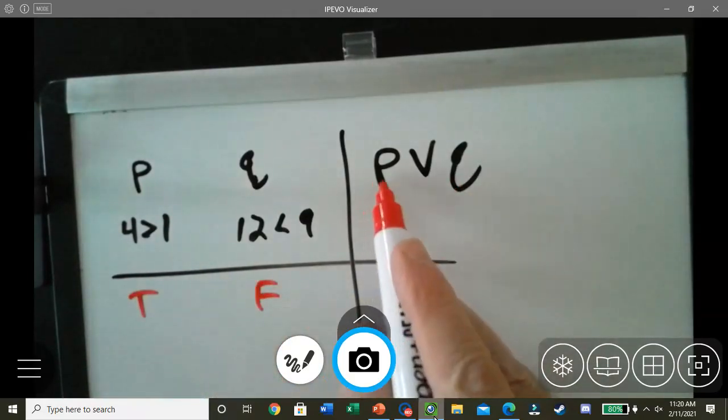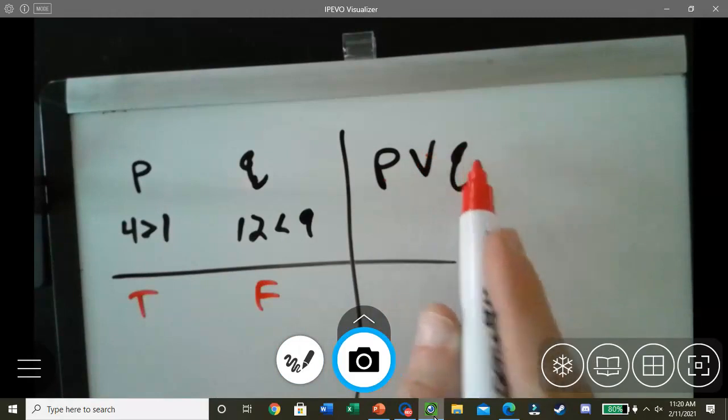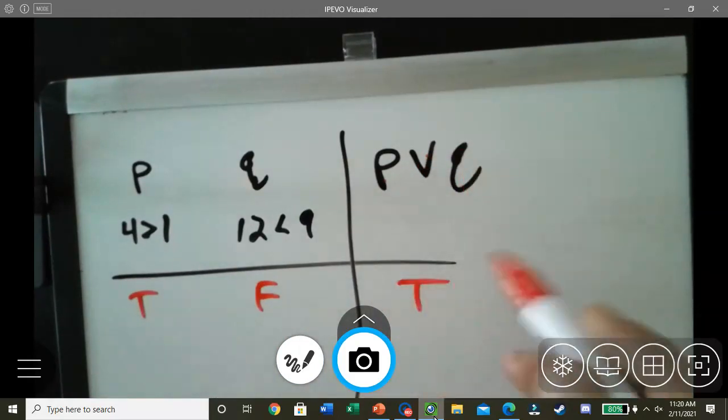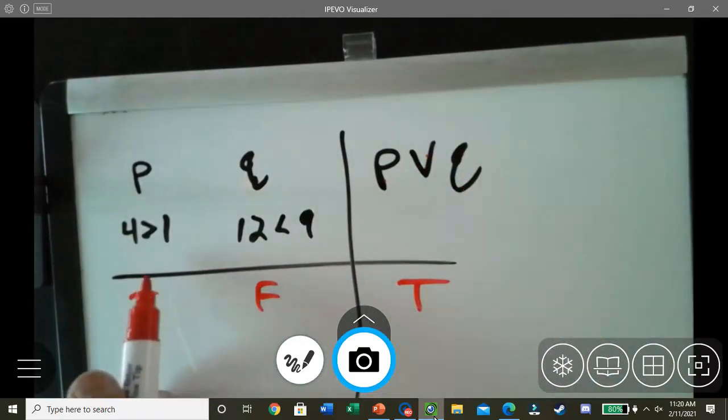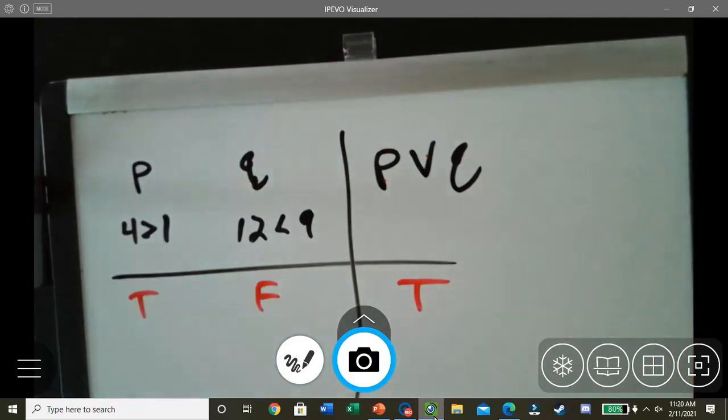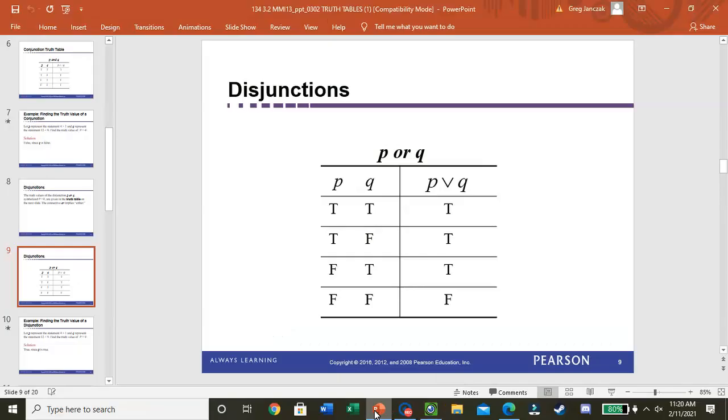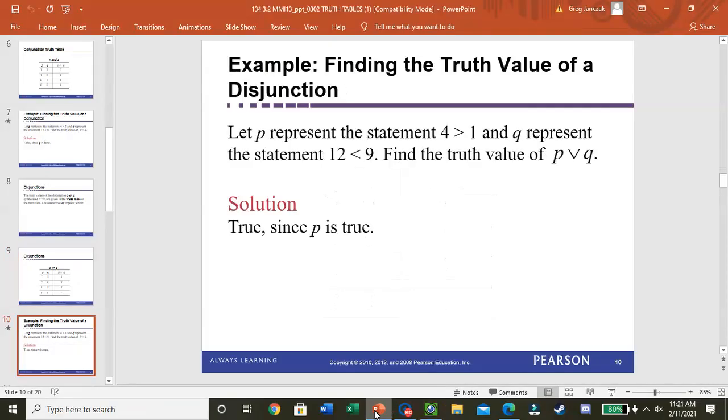But now we're saying P or Q. That's true, right? Because 4 is greater than 1 or 12 is less than 9. That is true. You only need one or the other to be true. Questions there? Okay.